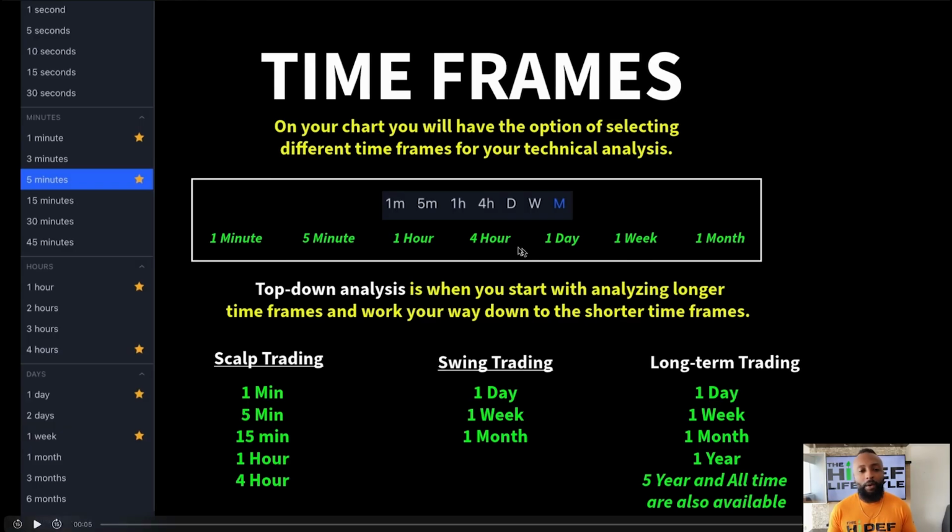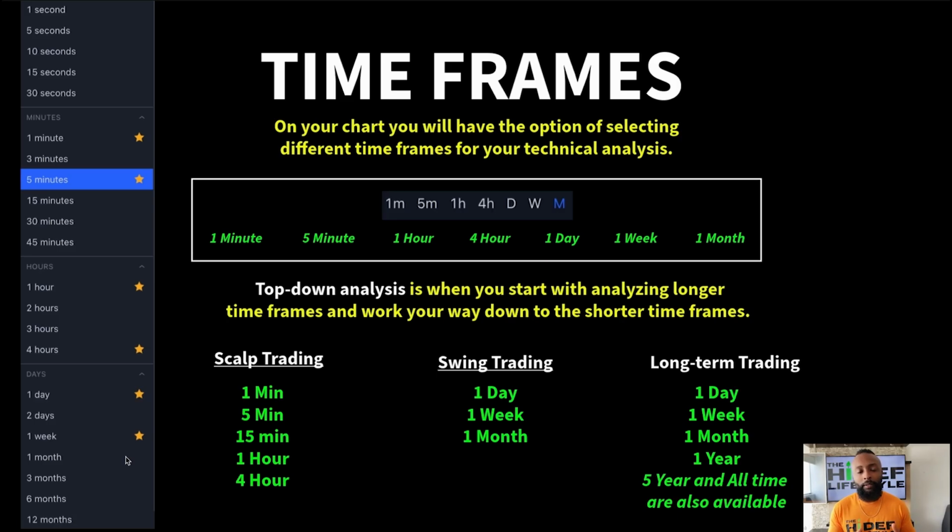Time frames. Now, as you see on your left hand side, you have a bunch of time frames to use. 1 minute, 3 minute, 5 minute time frame, 1 hour, 2 hour, 3 hour, 4 hour time frame, 1 day, 1 week, 1 month, 3 months. So when I talked about checking out a stock's historical data, you can go back days, months, weeks, minutes. So there are multiple time frames available to you.